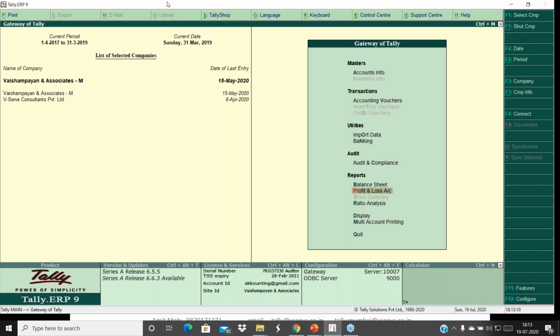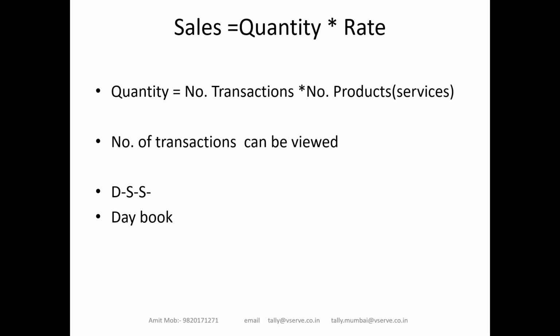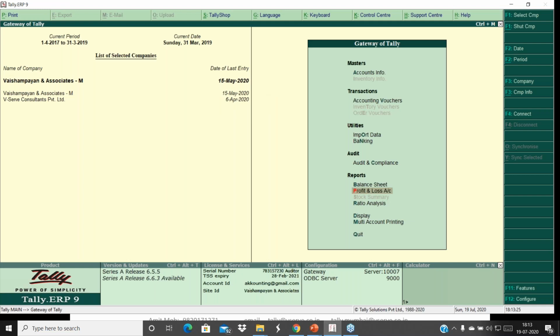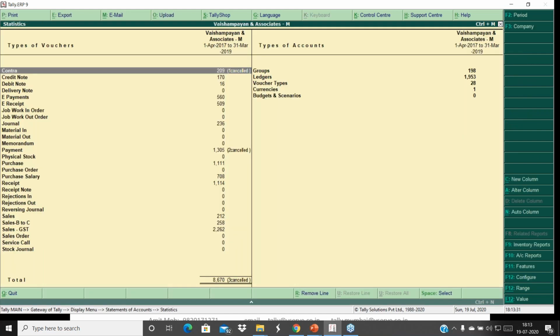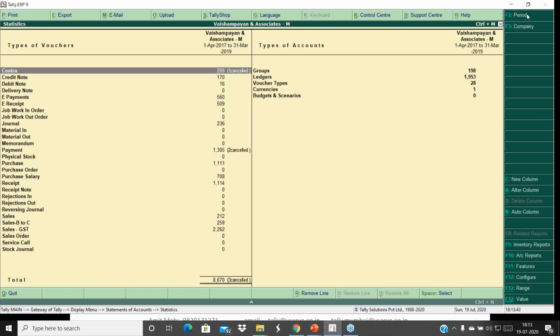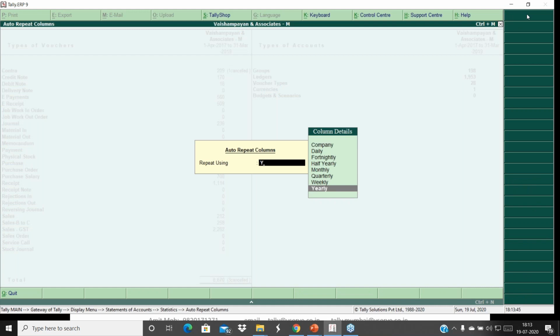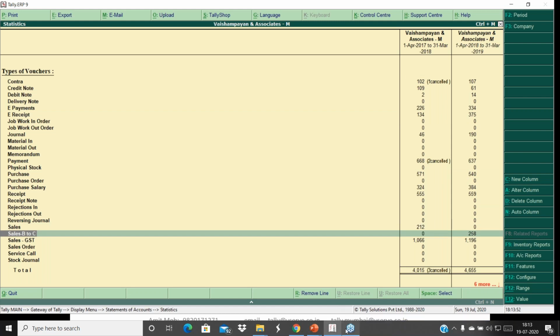Okay, the next topic in my view is this particular activity, sales. Sales, all of us know, is quantity into rate. Now, how this report of Tally becomes very useful for us is that Tally has a report called statistics. Suppose this period we keep it to 1 year only, or let it be 2 years. Let us compare this yearly. Now we can compare the number of sales transactions.